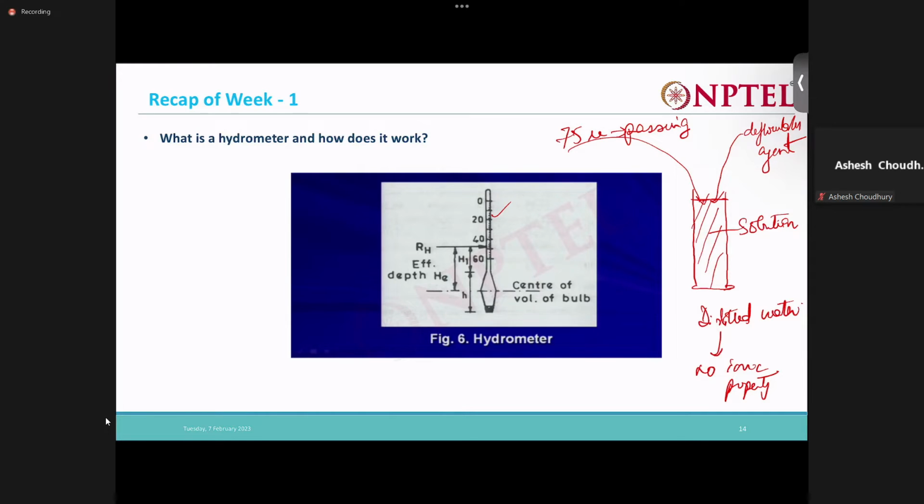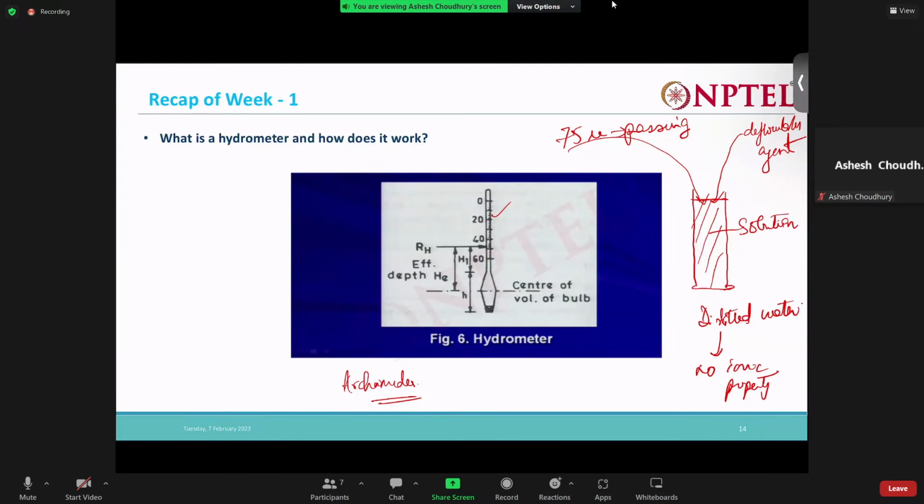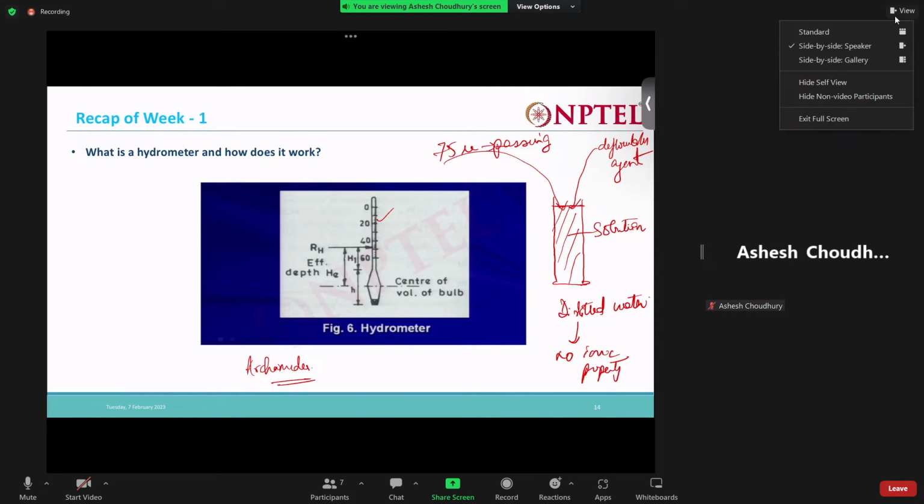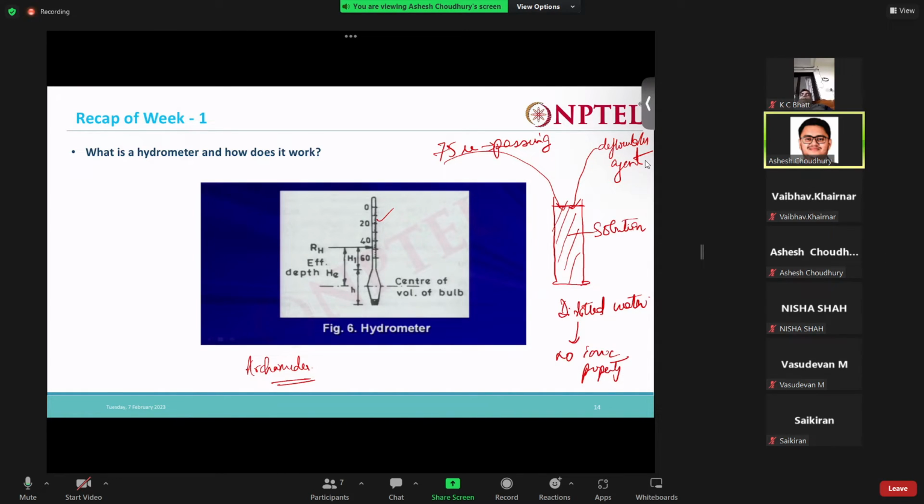So we pour the distilled water in this jar, we pour some deflocculating agent or some chemical, and then we pour the 75 passing fraction, some set amount of fraction, in this. Then we stir it up well and we make a solution. Now, as I told you, this hydrometer works on the basis of Archimedes principle.